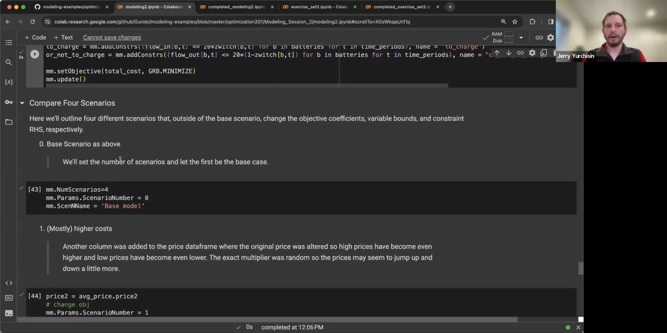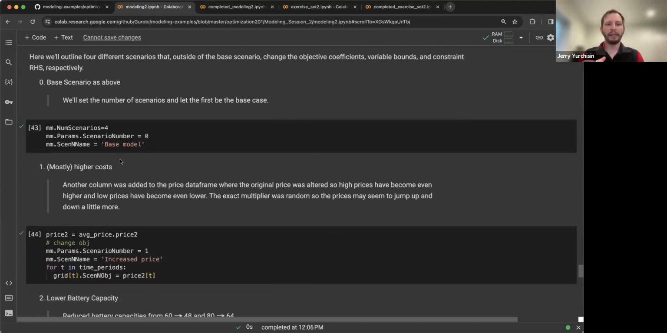So what we're going to compare is 4 different scenarios, one of which is the base case, but in a few others we're going to change the objective coefficients, we're going to change variable bounds, and we're also going to change the right hand side of a constraint. If you think about what a constraint looks like, it's some linear combination of decision variables, less than, greater than, or equal to some constant. We're going to change that constant. So the base scenario, just as above, the minimization, that's our base case. We're not going to change anything there.